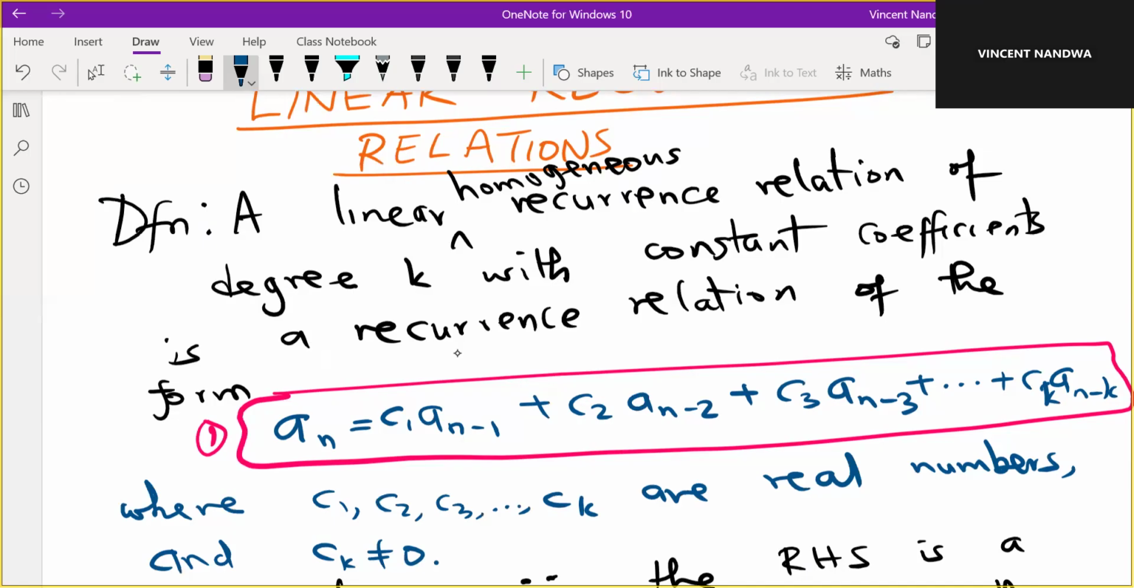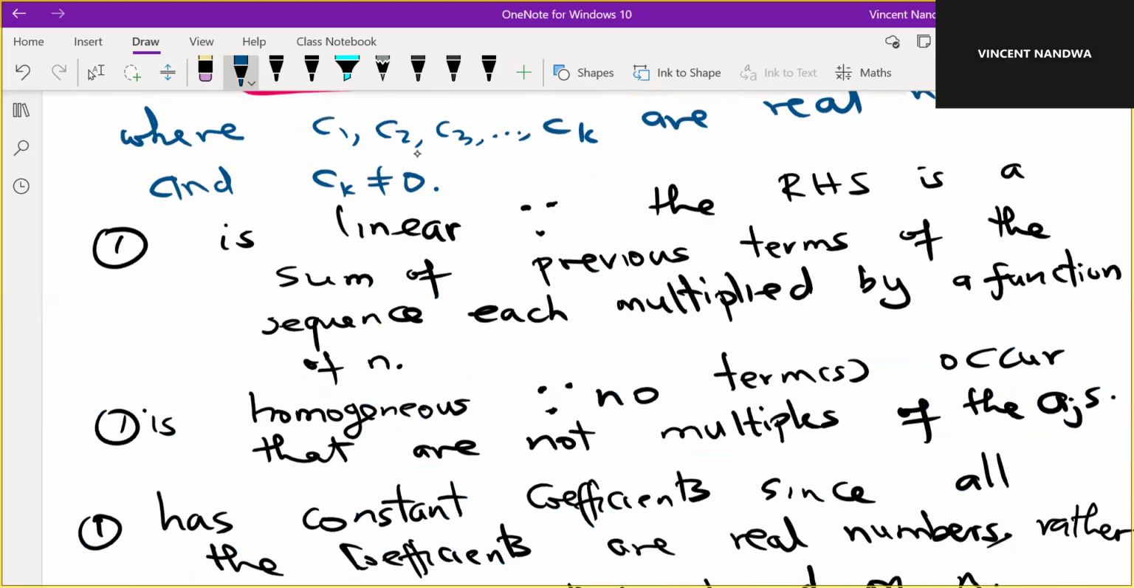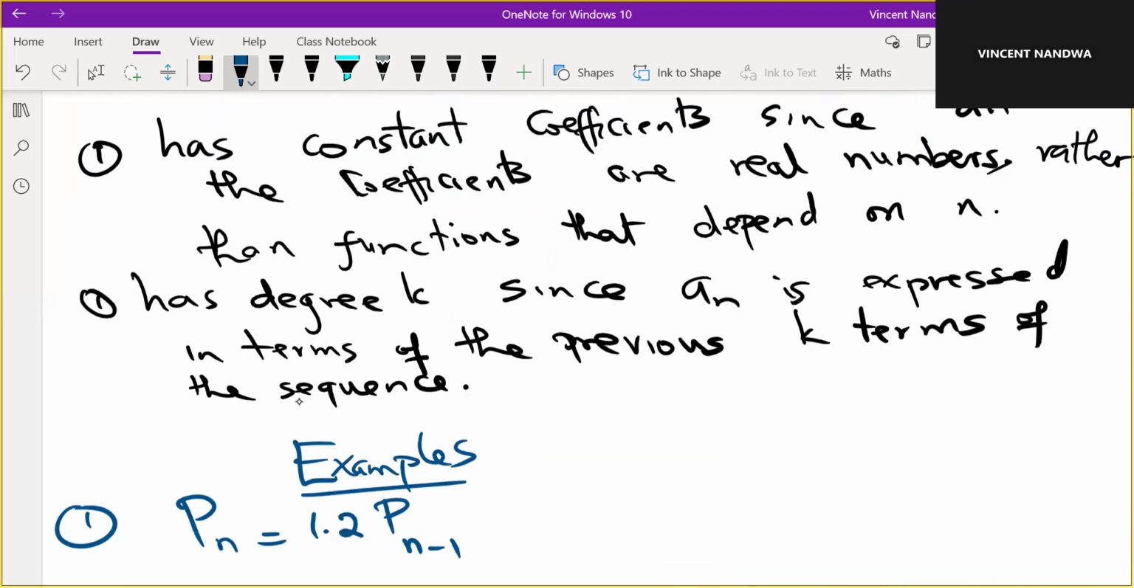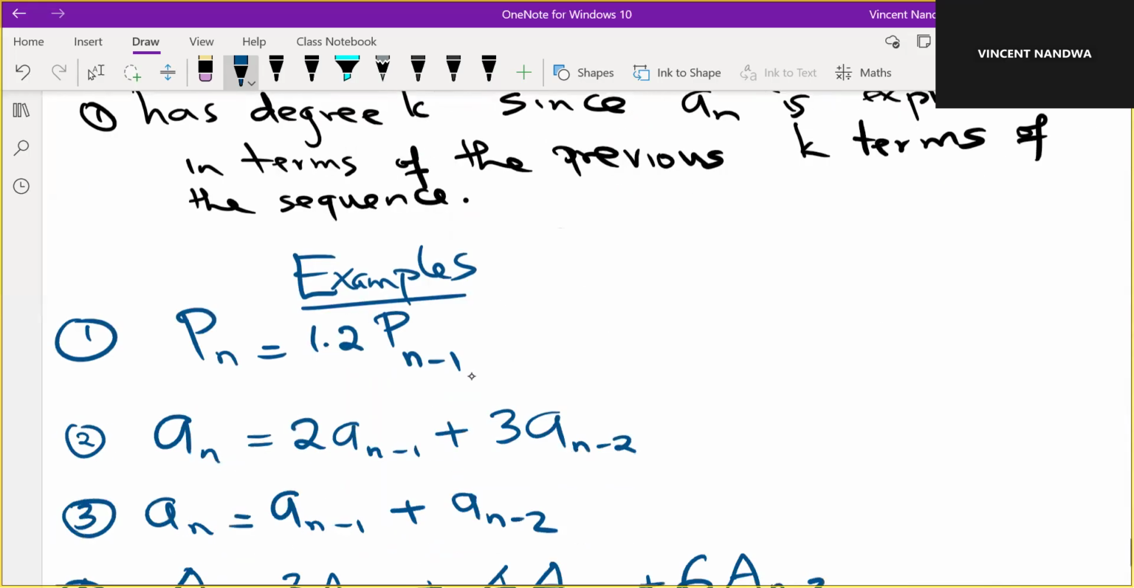And then we have gone further and explained point by point why we are calling it linear, homogeneous, and then why we are calling it degree k. So the k value in 1 is actually 1 because we only have Pn expressed in terms of the previous Pn minus 1. So this is a linear recurrence relation of degree 1. And then what is the value of k in number 2? What is the value of k?